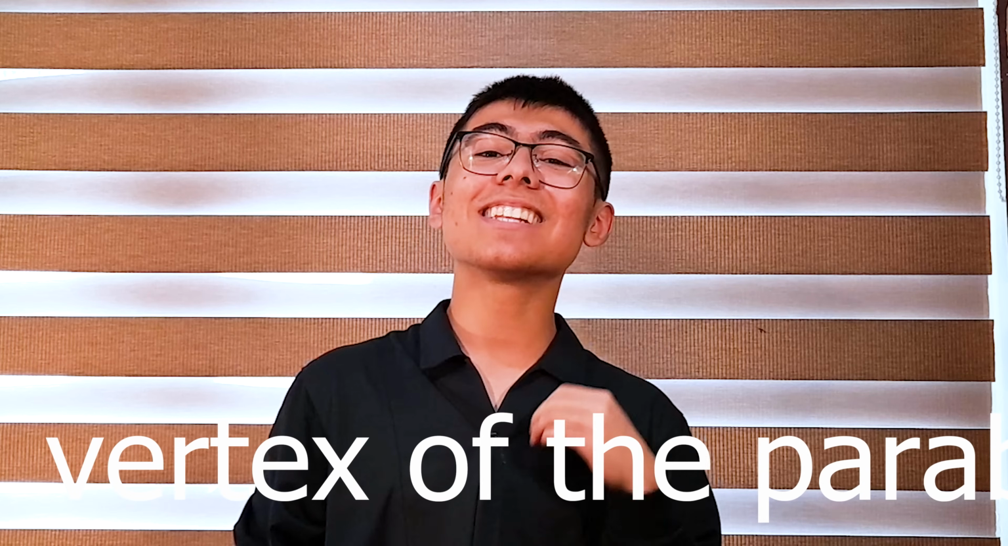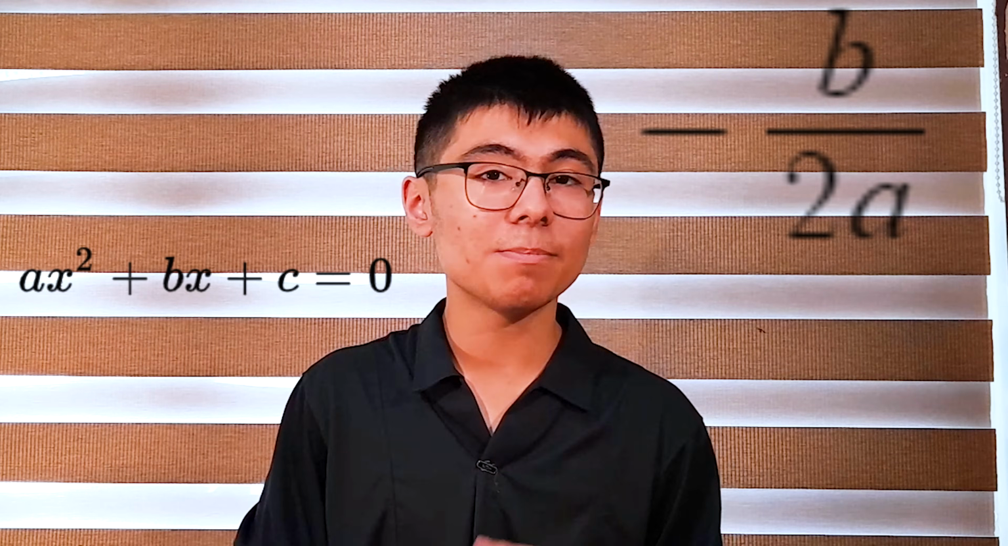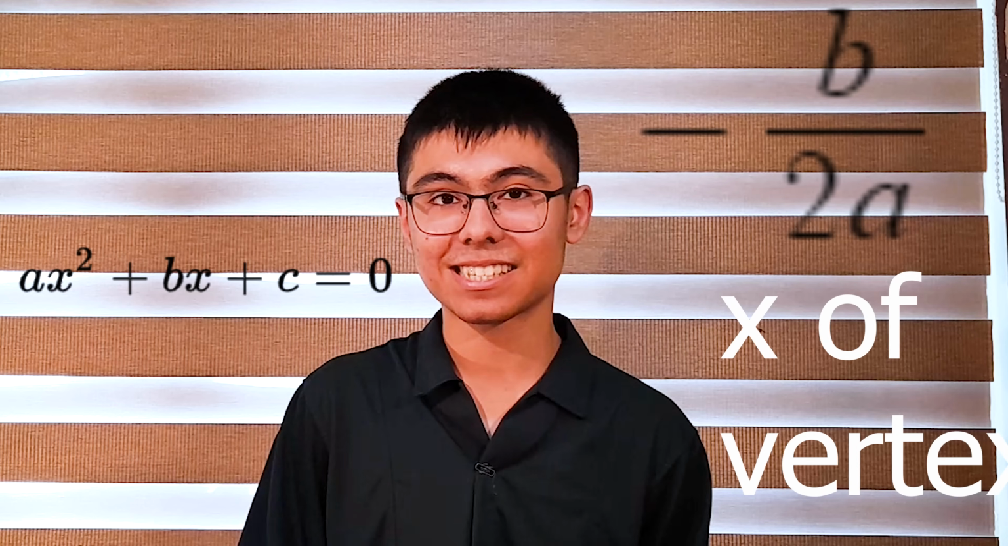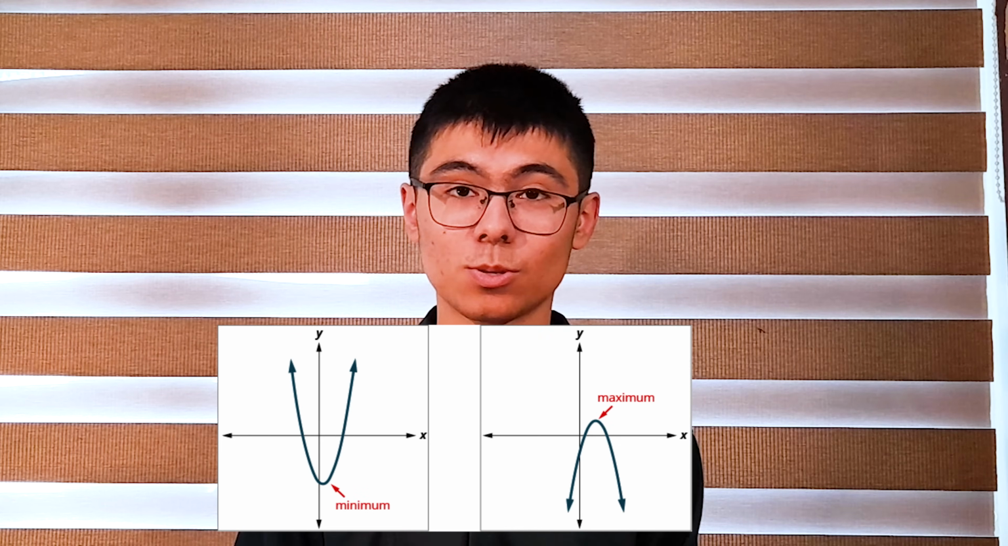Here's where it really gets interesting. Understanding the vertex of a parabola can simplify word problems involving quadratic equations. The formula minus b divided by 2a gives you the x-coordinate of the vertex. This is super helpful for finding maximum or minimum values quickly.